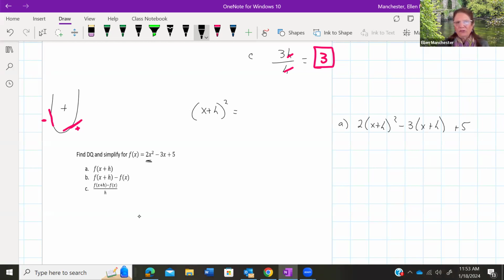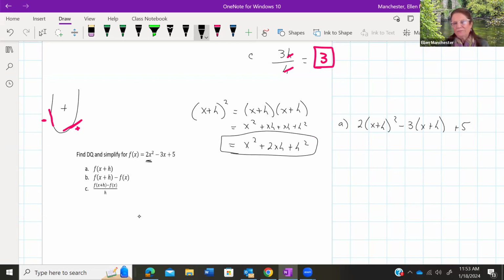This x plus h squared shows up a lot. It is generated because you're taking x plus h times x plus h. So using FOIL, I go x times x is x squared, x times h, h times x, and h squared. So I will get x squared plus 2xh plus h squared every single time. Memorize it. It'll save you a ton of work because this comes up a lot.